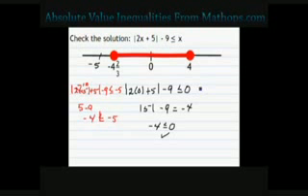We can check one more above the shaded region. Let's replace x with 5. The absolute value of 2 times 5 plus 5, minus 9, is less than or equal to 5. 2 times 5 is 10, plus 5 is 15. The absolute value of 15 is 15. 15 minus 9 is 6. 6 is not less than 5. It looks like our solution is correct.